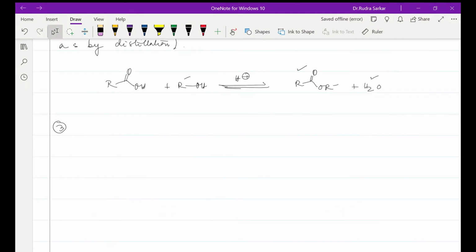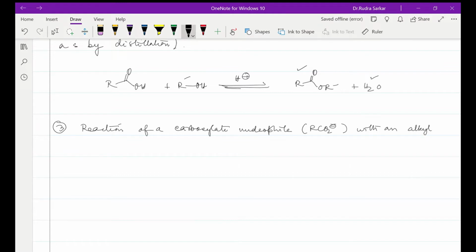Okay. Now out here we can think of a reaction of a carboxylate nucleophile, okay, that is RCO2 minus with an alkyl halide. Let's call it as R prime X. Okay. Also gives ester RCOOR prime.